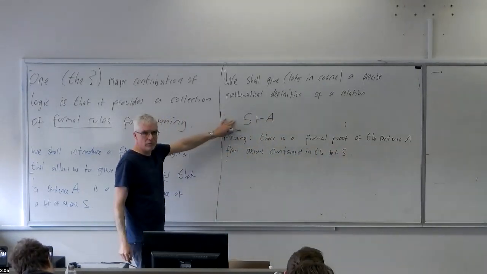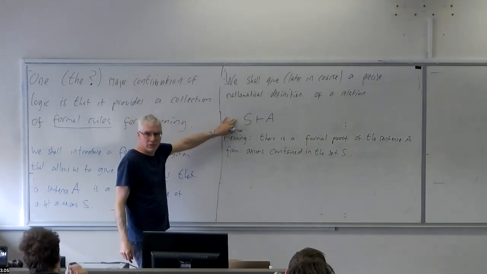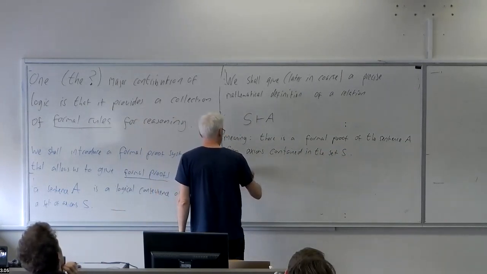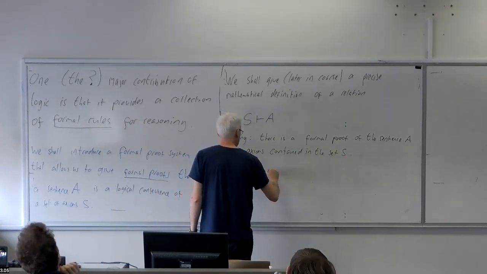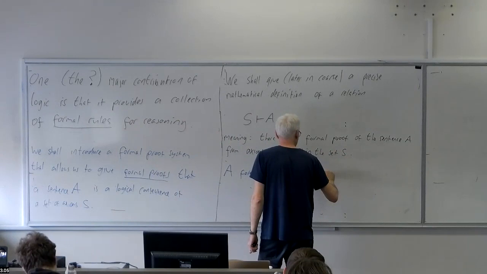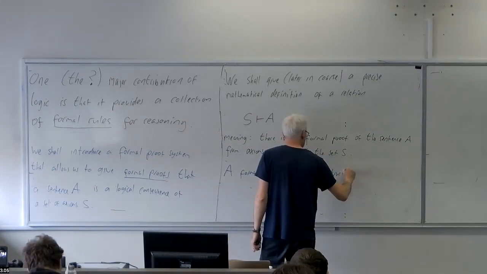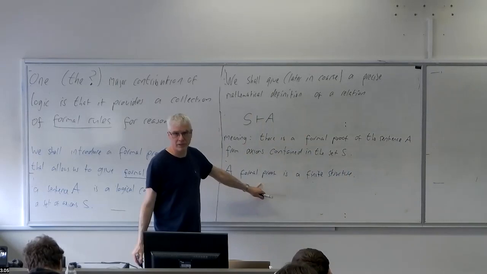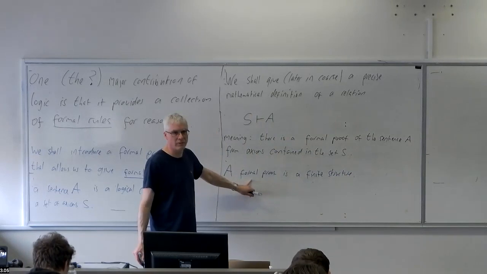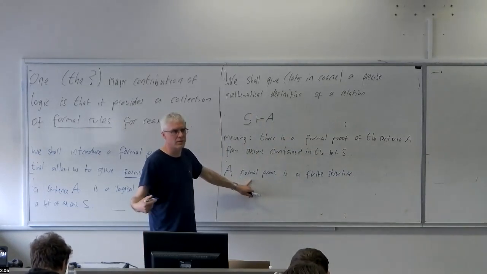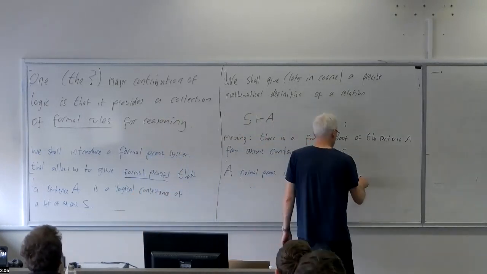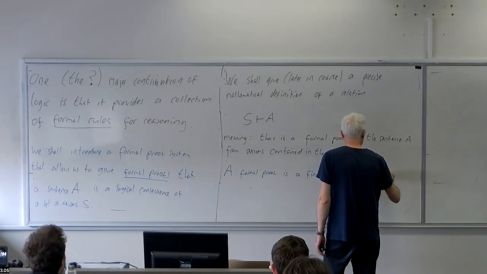Moreover, these formal proofs satisfy two very important properties. A formal proof is a finite structure. Depending on what notion of proof we consider, there are two different ways of giving formal proofs. But according to one of them, a formal proof is just a finite sequence of formulas, e.g., a sequence of formulas.